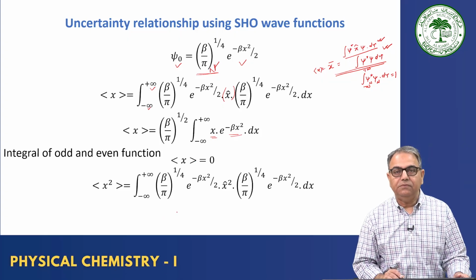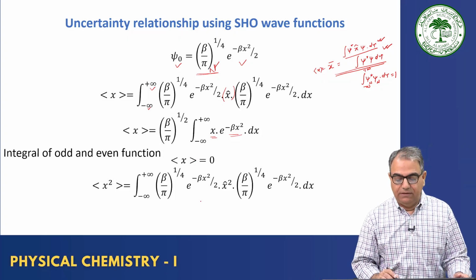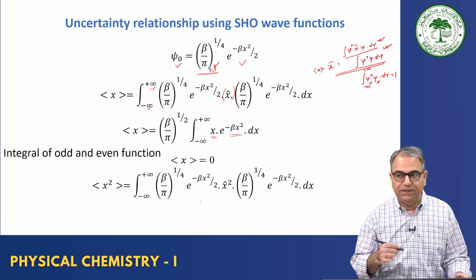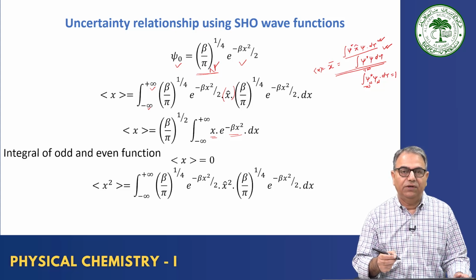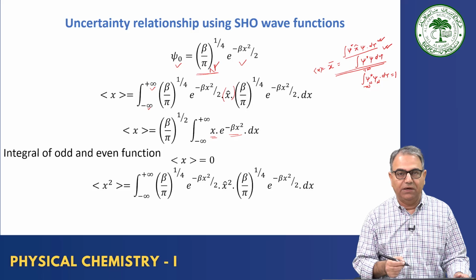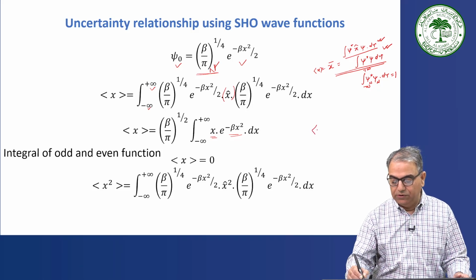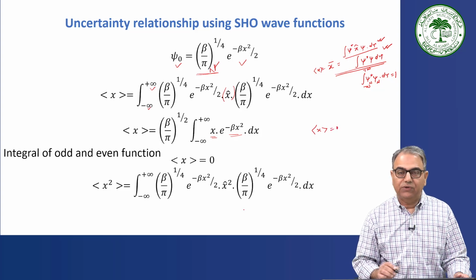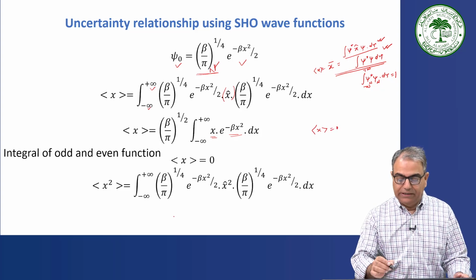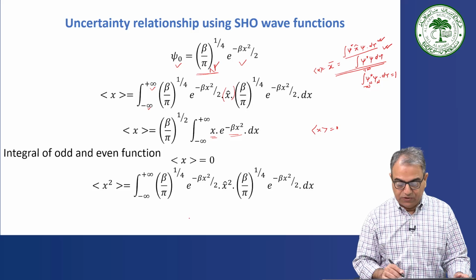For the simple harmonic oscillator, as we have seen in the case of the particle in a one-dimensional box, you need the average value of x, the average value of x square, the average value of px, and the average value of px square. So one of the quantities, x, we have determined is equal to 0. Then the next quantity is x square. So again in a similar way one can obtain the x square value.